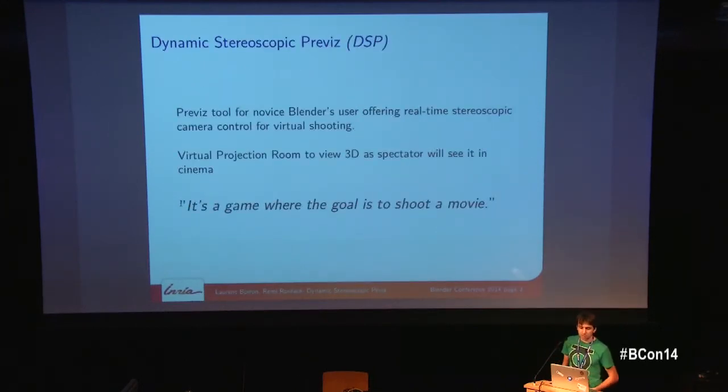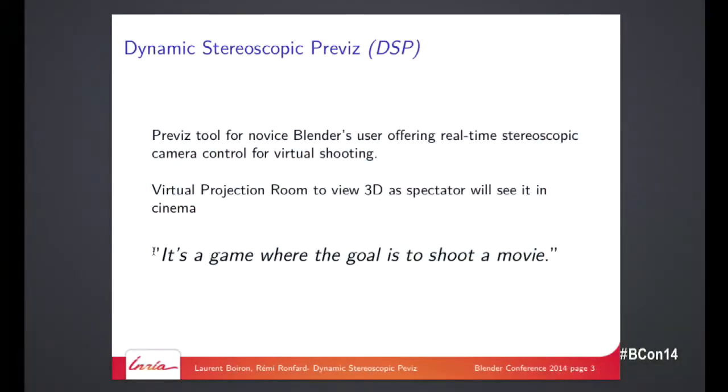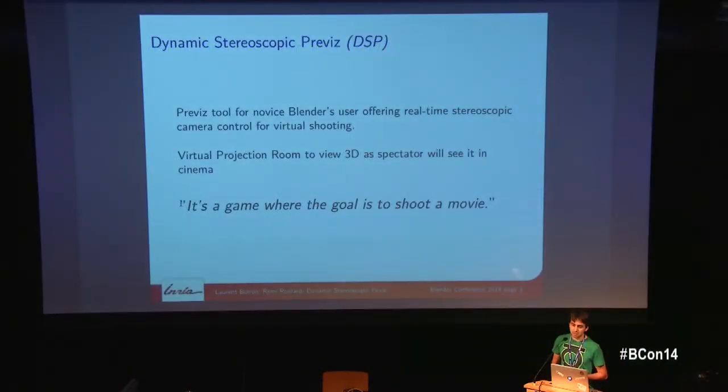So, what is the dynamic stereoscopic Previz? Basically, it's a tool for novice Blender users that offers an easy and intuitive way to fully control a virtual stereoscopic camera for virtual shooting. But it is also a virtual projection room to view 3D as a spectator will see it in a cinema. In brief, it runs into the Blender game engine. So we can say that it's a game where the goal is to shoot a movie.